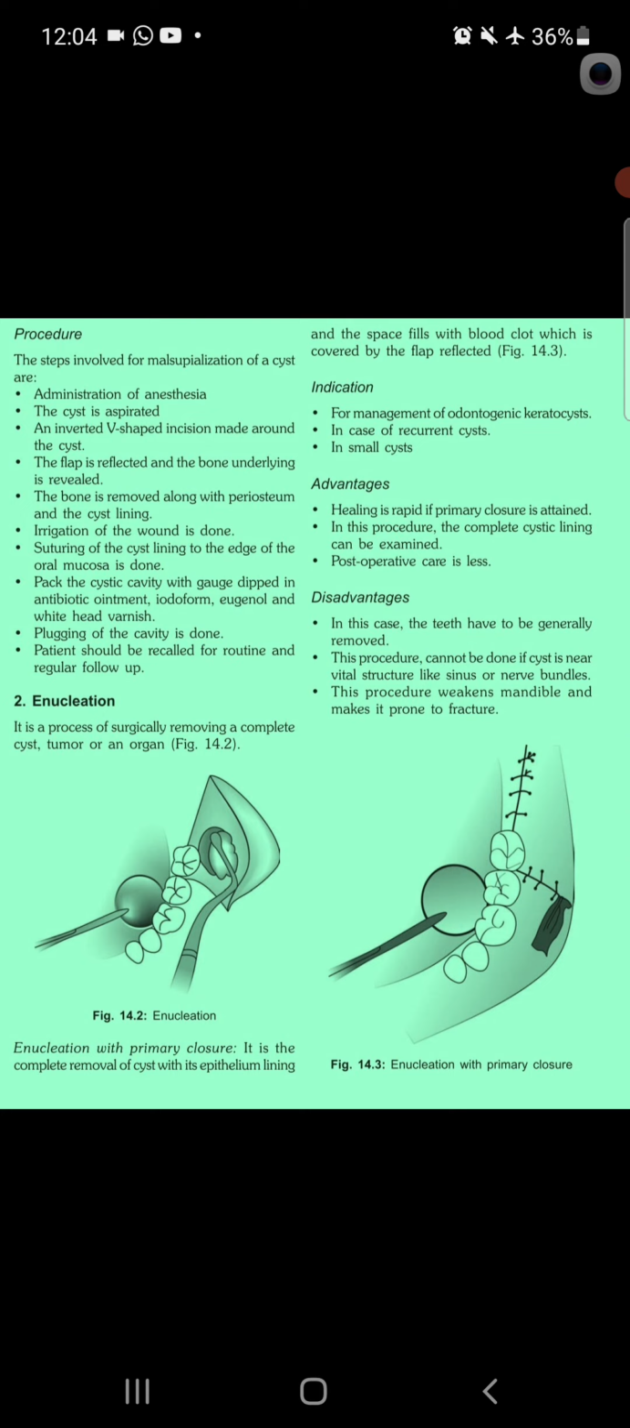Now come to the disadvantages. In this case, the teeth generally have to be removed. This procedure cannot be done if the cyst is near vital structures like the sinus or nerve bundle. This procedure weakens the mandible and makes it prone to fracture.